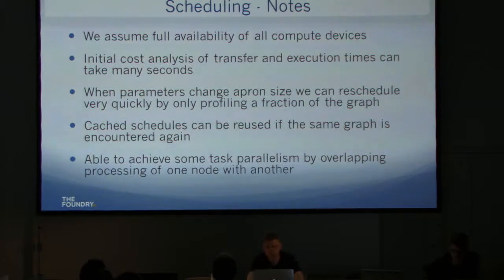But when parameters change within the graph itself, let's say I want to change the radius of a blur, then that might mean that the apron size changes, and we can reprofile a portion of the graph, and then we can reschedule very quickly, usually under a second. So it's not that time consuming really. We cache schedules so that they can be reused if the same graph is encountered again.